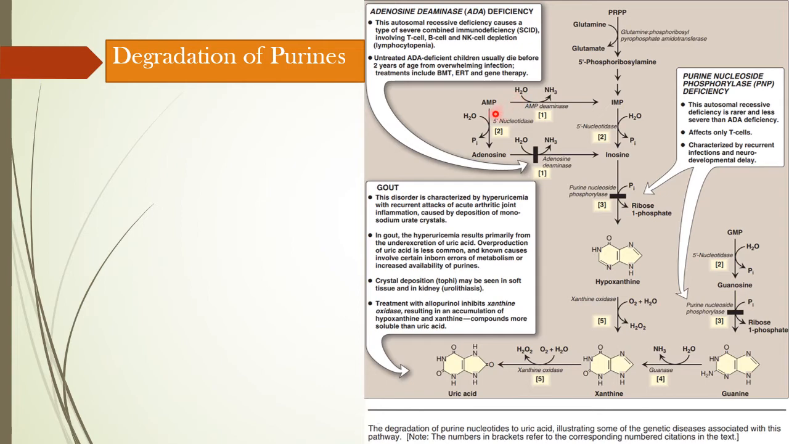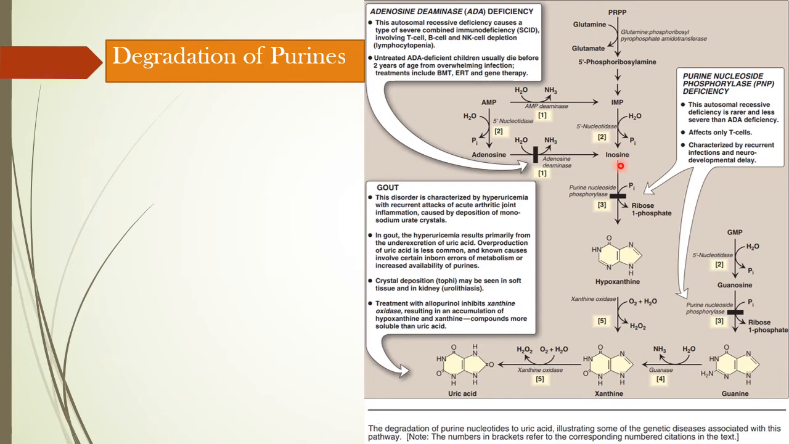AMP can also be converted into adenosine by the nucleotidase enzyme. Here water replaces its phosphate group. This adenosine with the help of adenosine deaminase is also converted into inosine. And here the amino group is replaced by water. So from AMP or IMP or adenosine, one intermediate is generated in the degradation of purines, and that is inosine.